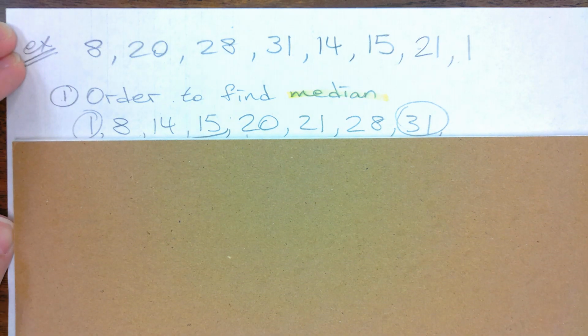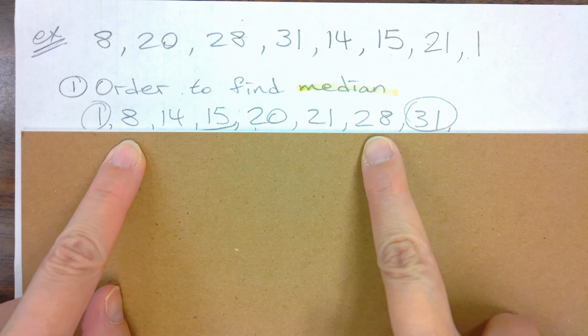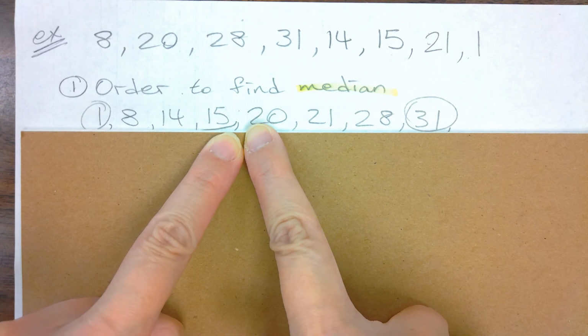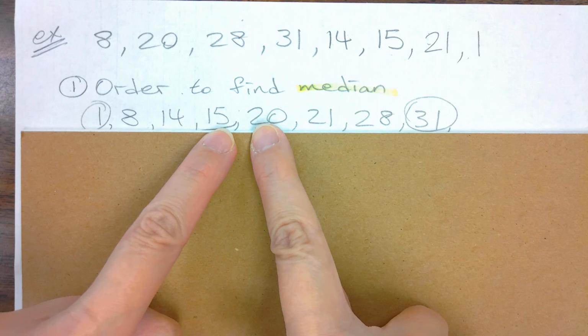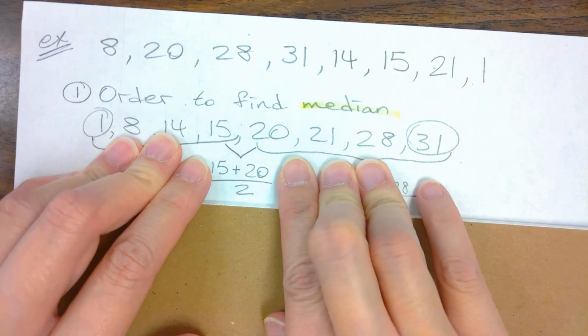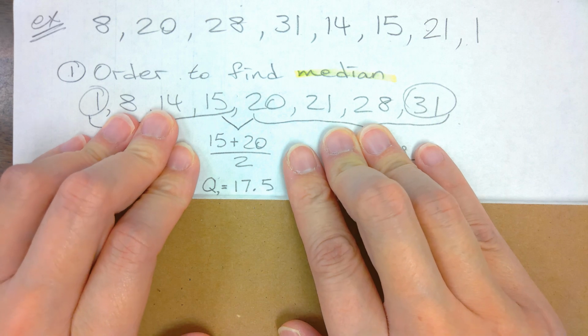Okay, so I rearranged it in this order. You don't have to write this down if you want to. You can just follow along. It's just a quick little recap. So how do I find a median? Quick reminder, how do I find a median? Perfect. Okay, because I have 8 numbers here, my median is going to be between 15 and 20. So between them, it's basically 15 plus 20 divided by 2, which is 17.5.